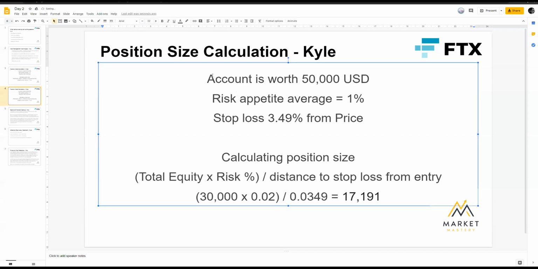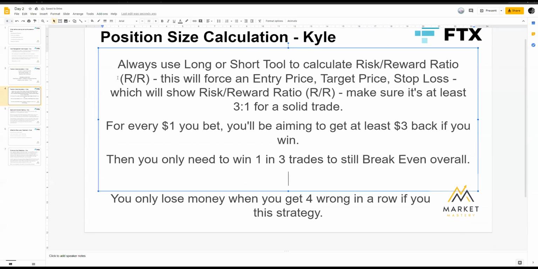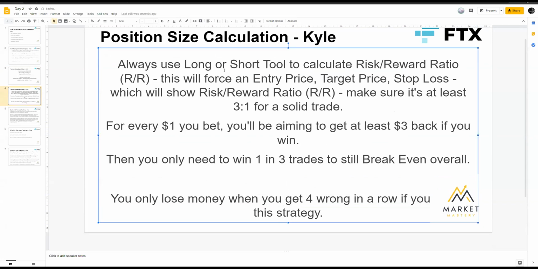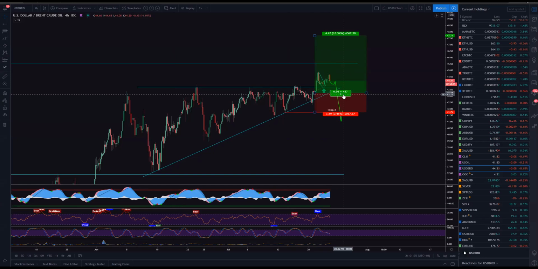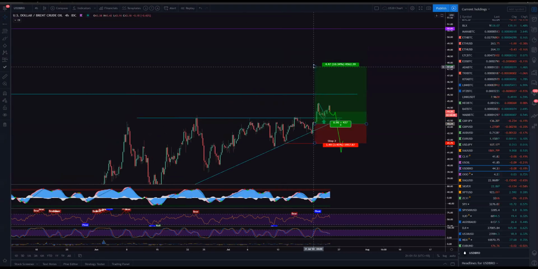All right, and so this is how risk to reward basically works. We can send this out to you guys if you want, and you can look at it later. But this is the reason why we always use the risk to reward ratio tool. And we gave the example back here. If we had a 3-to-1 risk to reward ratio, for every $1 you bet, you'll be aiming to get at least 3 back. That means you only need to win 1 out of every 3 trades to break even overall.